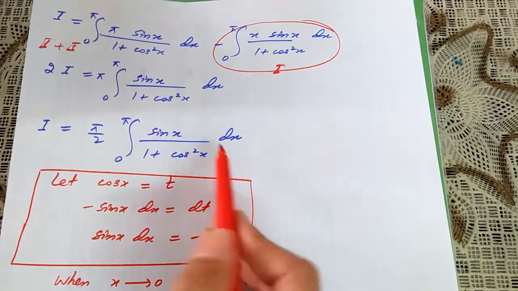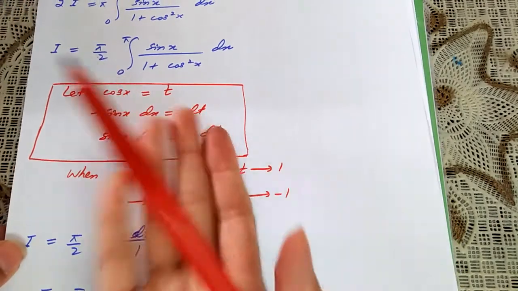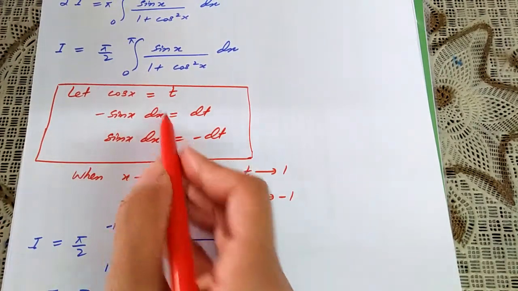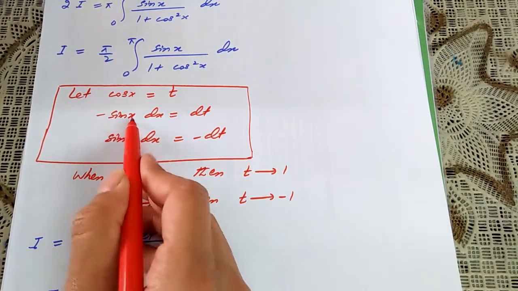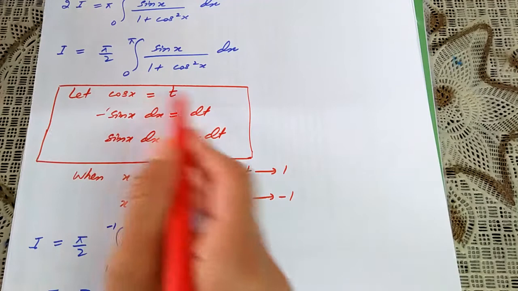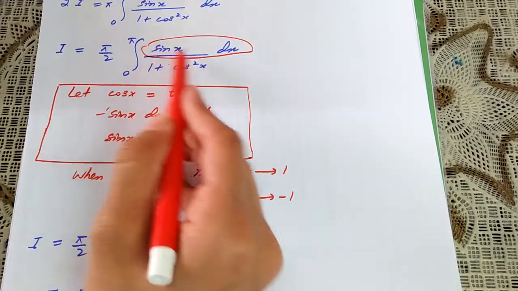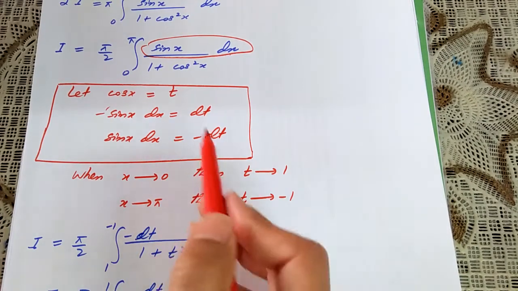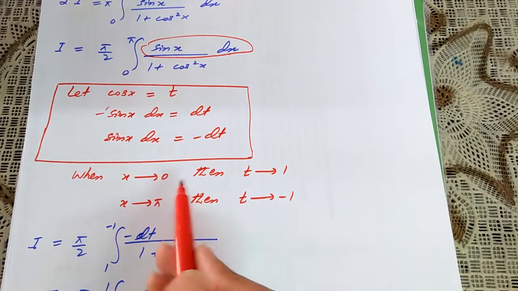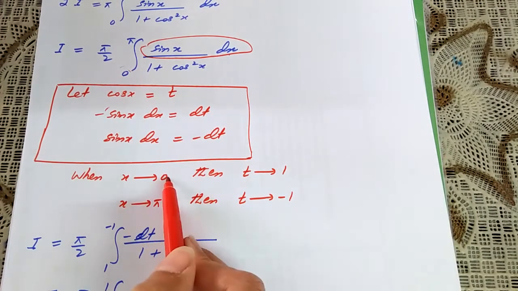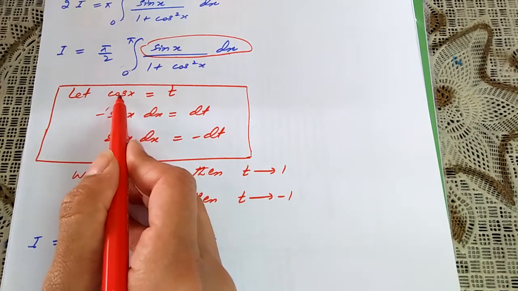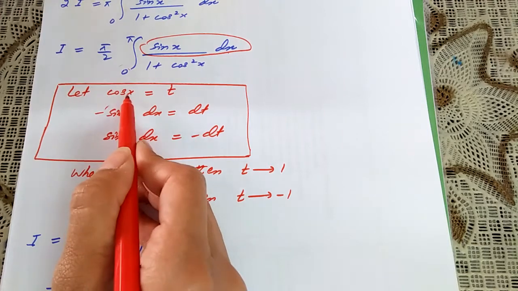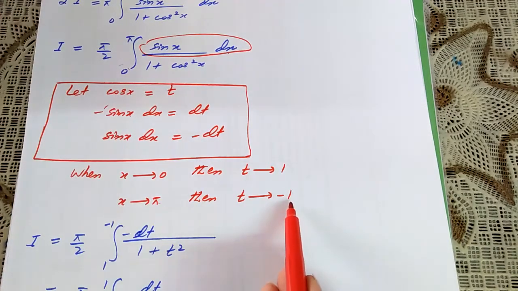Again using the same substitution as we did in the same question in the previous parts. Let cos of x equals t. Derivative on both sides will give us minus sine of x dx equals dt. Move the negative sign on the other side because I have here sine of x dx only. This will be equals to sine of x dx is equals to negative dt. Now I need to change my limits of integration as well. The lower limit on x is 0. When x approaches 0, you will get cos 0 is 1, so t approaches 1 here. When x approaches pi, cos of pi will give us negative 1. So t approaches negative 1 here.